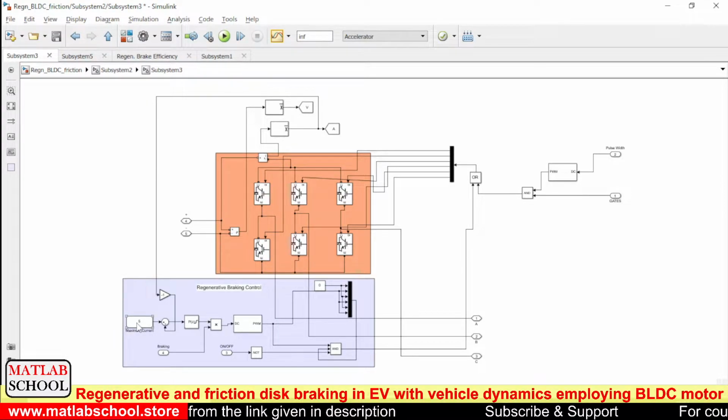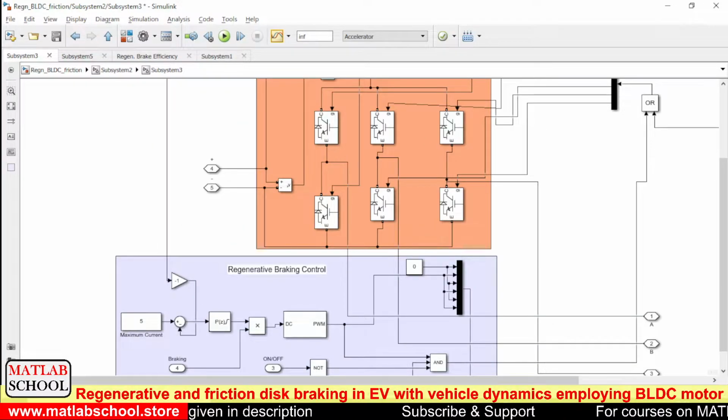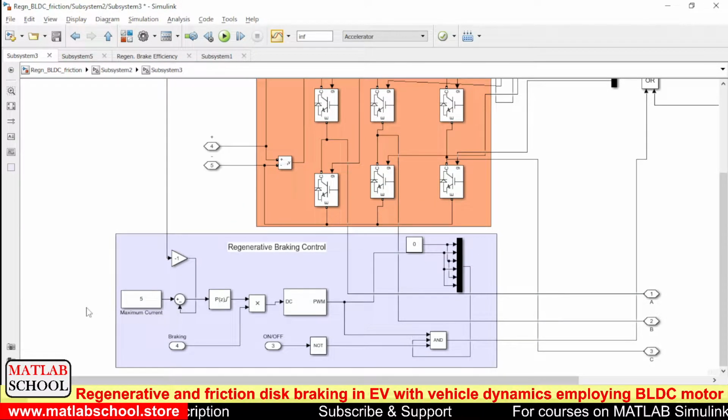So here the maximum current corresponds to the maximum rated current given in the nameplate details of the motor. During the time of regenerative braking, the current flow will be in the reverse direction. So to mention that, I am using a minus sign here. Then the error will be calculated, then it is given as input to the PI controller. Based on the braking or position of the brake pedal, again this PWM generator will produce corresponding pulses.